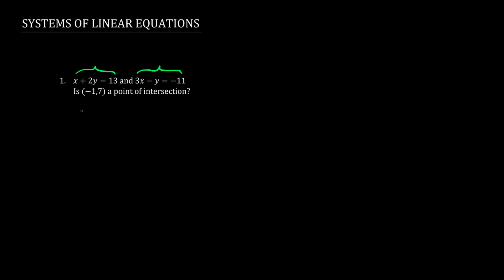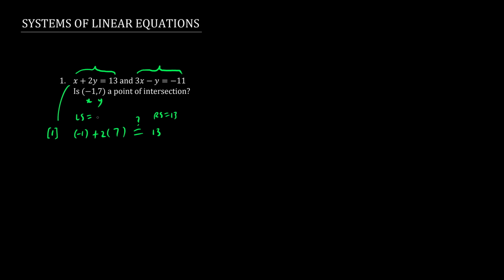One way to do this is to simply use substitution. Let's substitute the x value and the y value into equation number 1. So we'll call this equation number 1. Our x value is negative 1 plus 2 times the y value, which is 7. And the question we're asking is, does the left side of this equation equal the right side, which is 13? So we'll say right side equals 13.